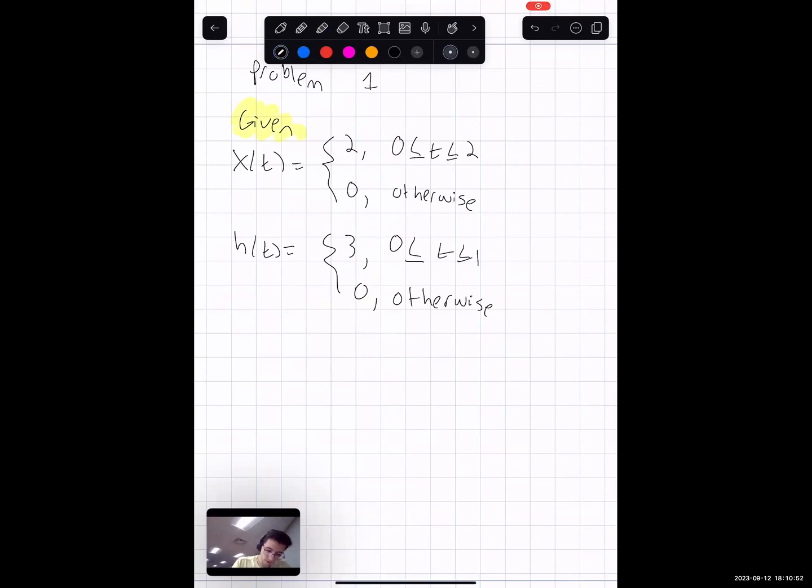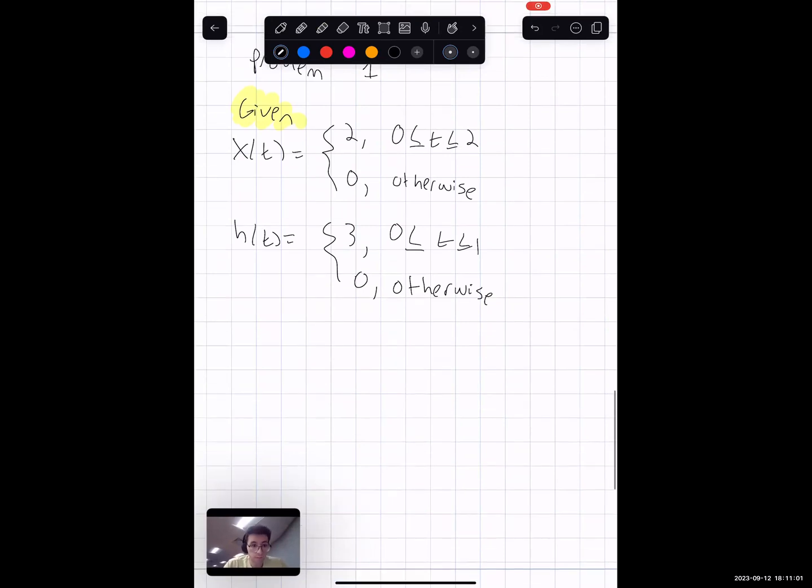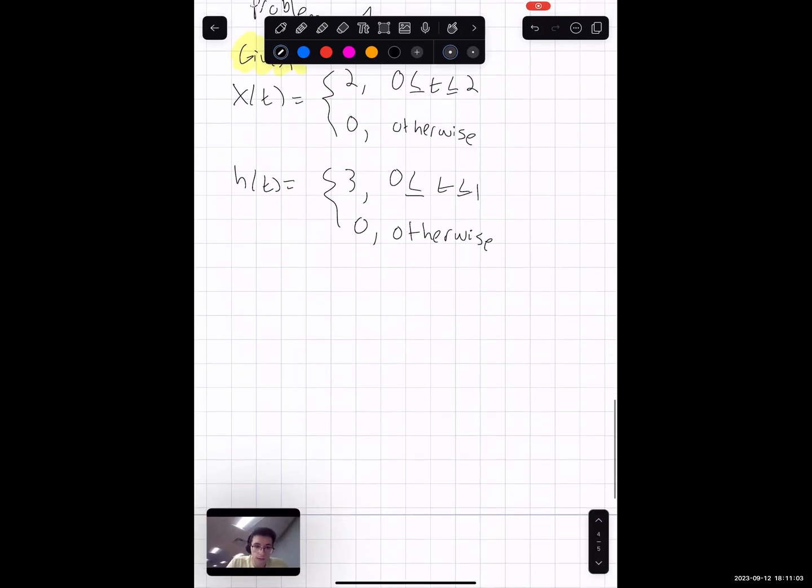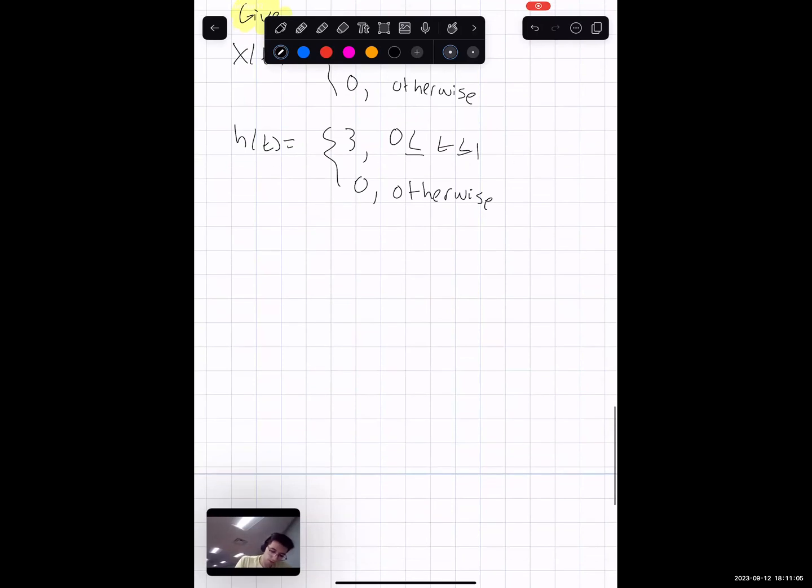So the first step, always, for 99% of scenarios when you're given 2 functions, just so you understand the situation, you understand what's going on, is you should graph them. So the first step is going to be to actually graph them. So let's start with graphing x of t.